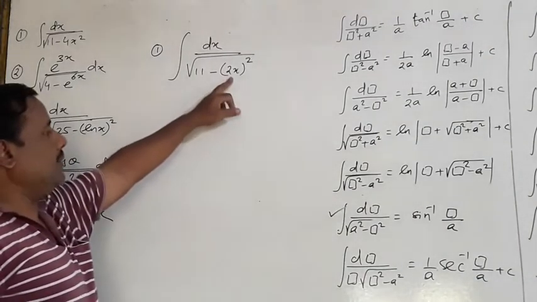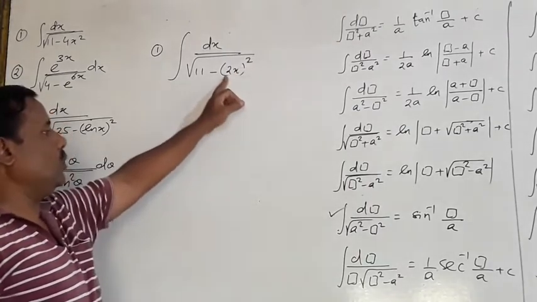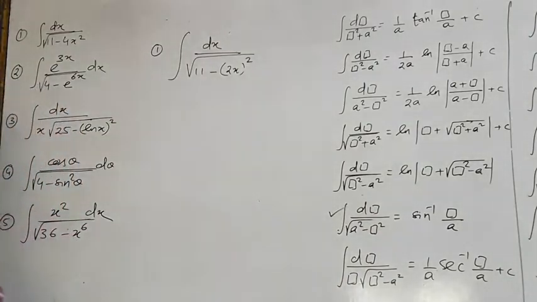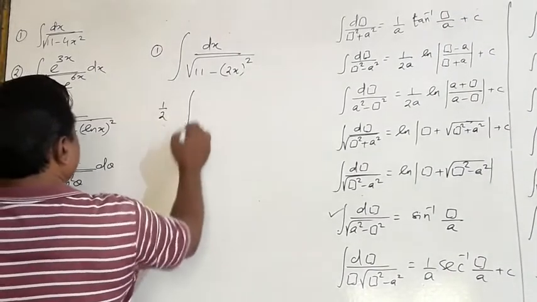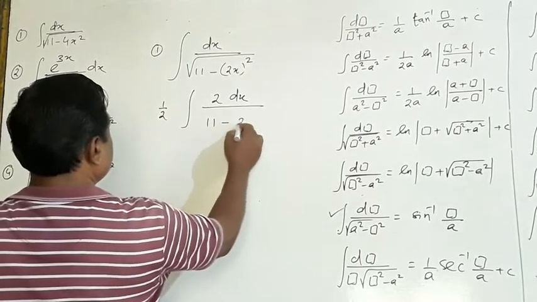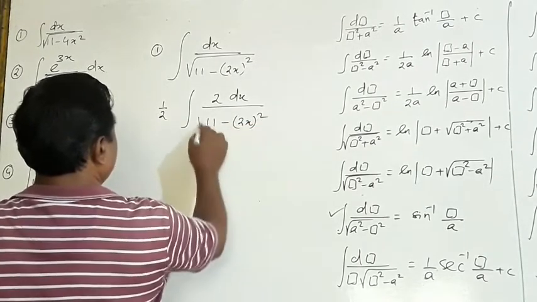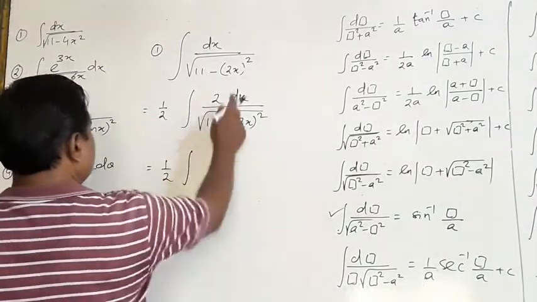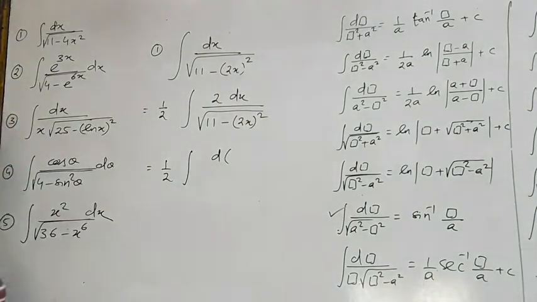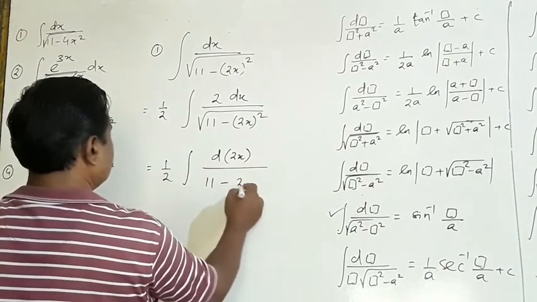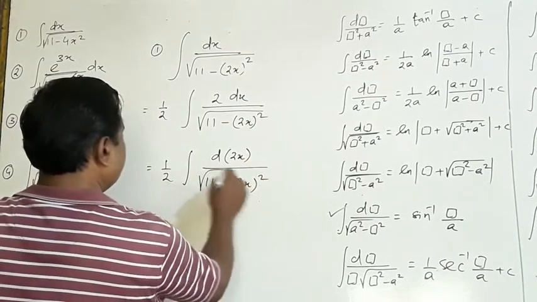Now look at whose derivative, whose square is that? It is 2x square. And you have to put the derivative here. Now tell me what is the derivative of 2x? Simply it is 2. So put here 2, integral of 2 dx by root over 11 minus 2x square. And simply you know it is 1 by 2 integration. 2 dx means the derivative of 2x, divided by root over 11 minus 2x square.